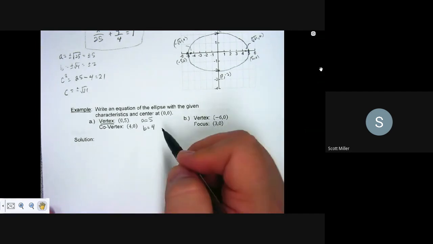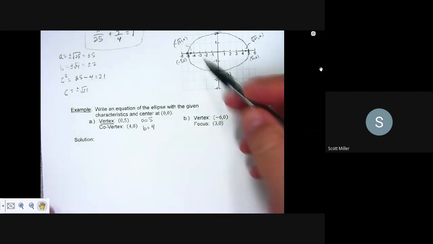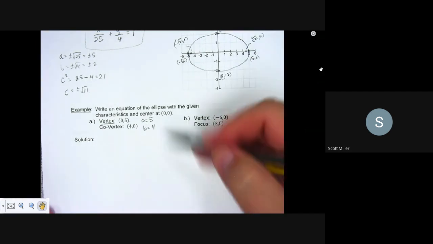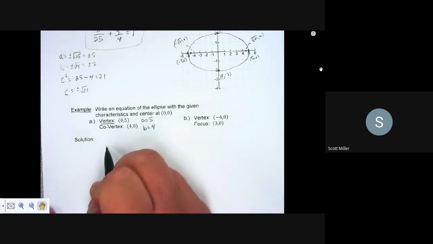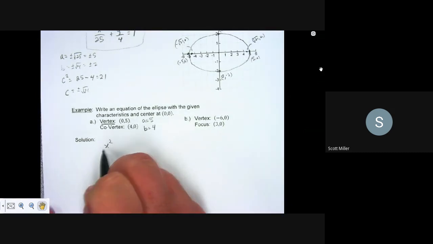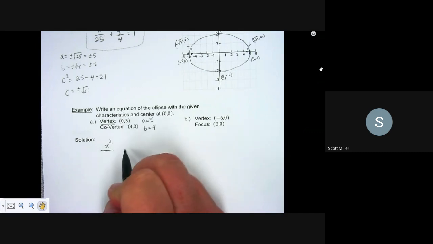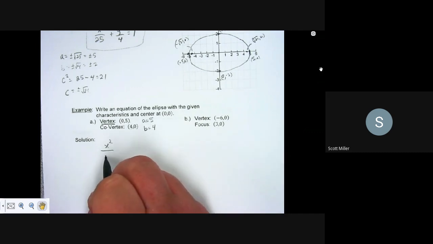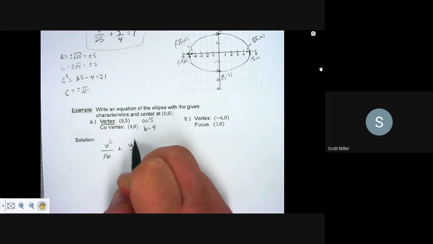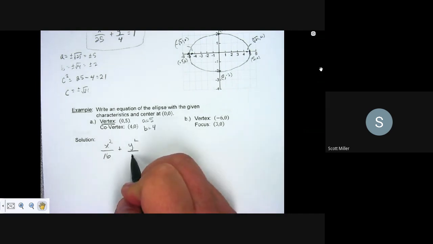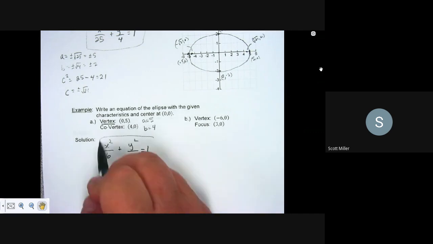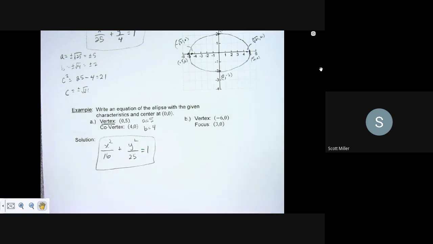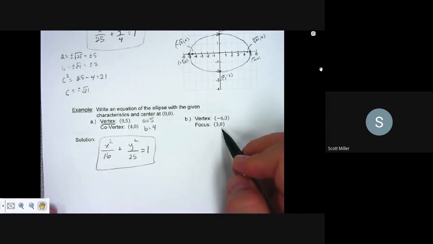So from that information right here, we know this is going to be a vertical ellipse, which means it's going to be x squared over b squared, and then y squared over a squared equal to 1.